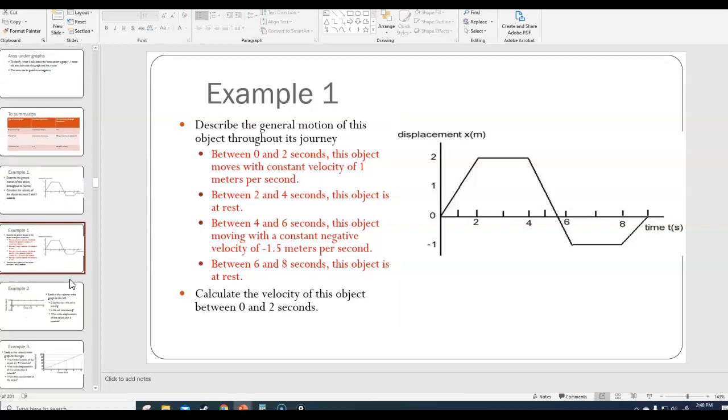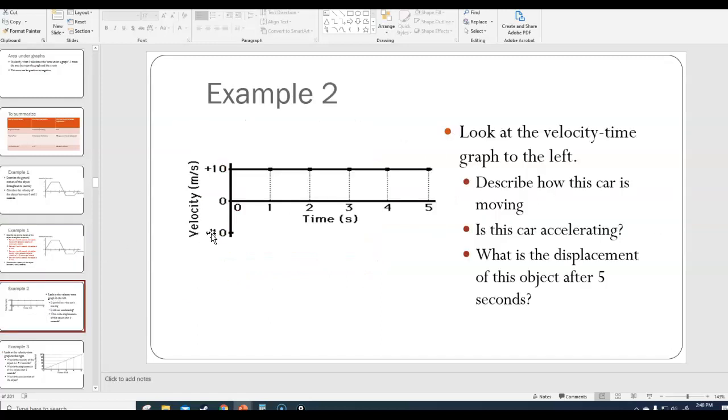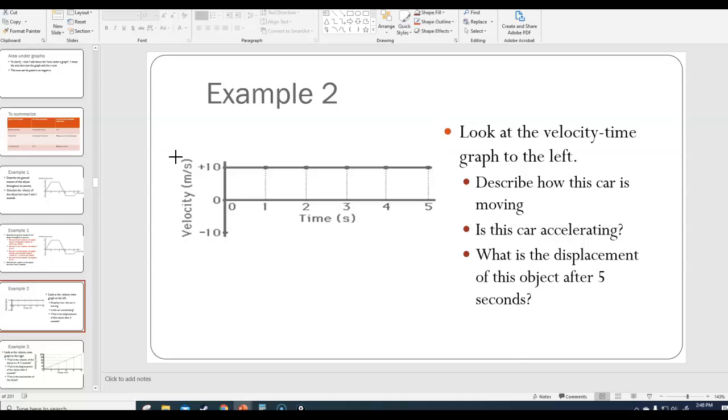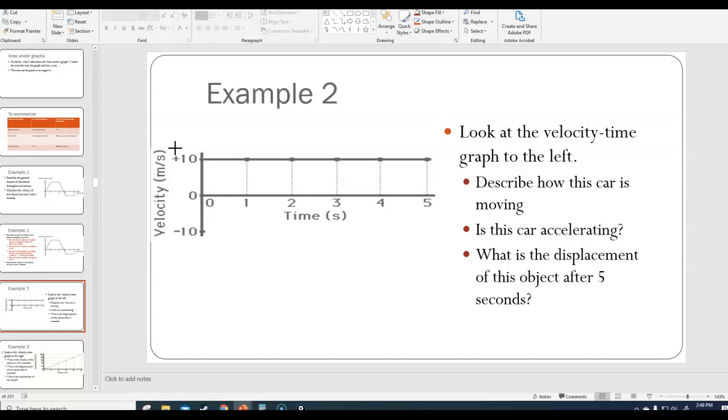Let's go on to example 2. Pause it there if you need to finish looking at that. Example 2 says, look at the velocity time graph shown to the left. The first question says, describe how this car is moving. The question is asking you to describe motion.